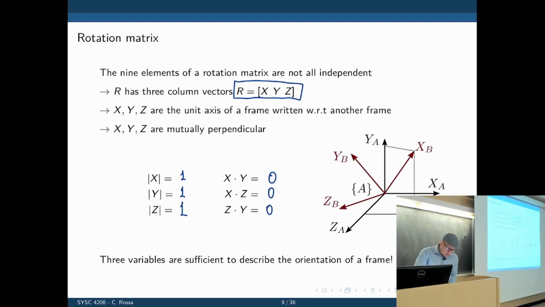So if we started with a 9 element matrix, 3 by 3, and you can impose 6 constraints on the elements of that matrix, that mathematically means that we should be able to come up with that matrix by only specifying the remaining 3 elements. And those are the Euler angles.